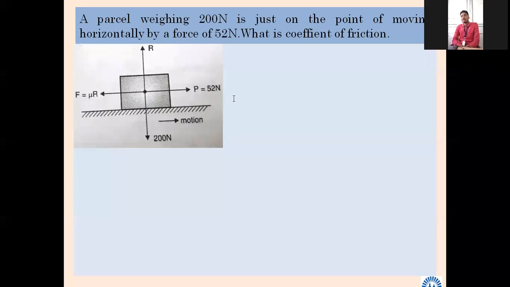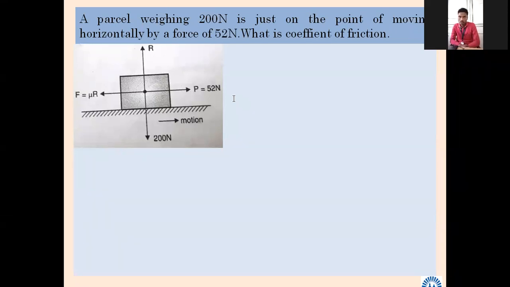A parcel weighing 200 Newton is just on the point of moving horizontally by a force of 52 Newton. What is the coefficient of friction? Okay, very good. Thank you.